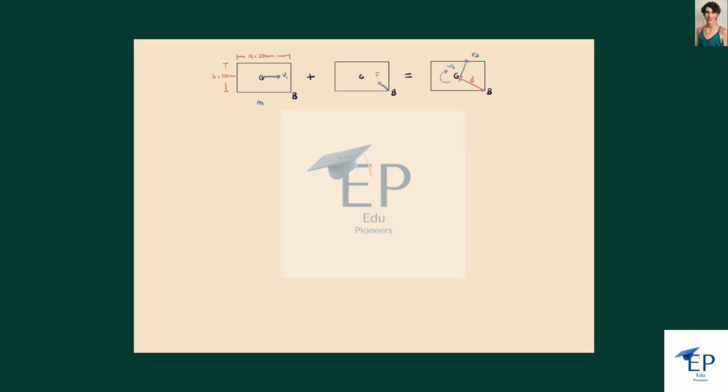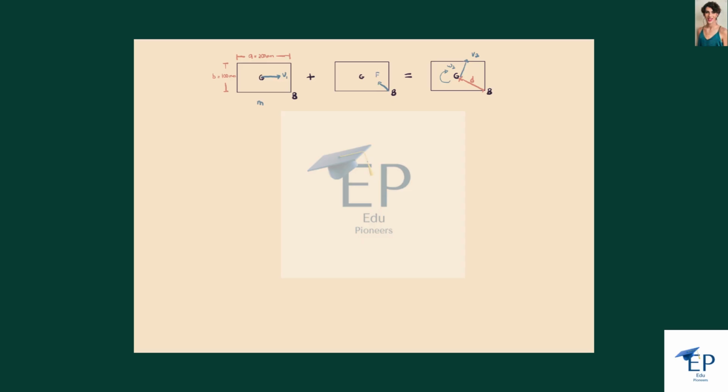In this problem, we need to find the magnitude of the velocity v1 for which the maximum angle to which the block will rotate is 30 degrees. So I have here a sketch of the problem. You can see here the dimensions and the velocities.